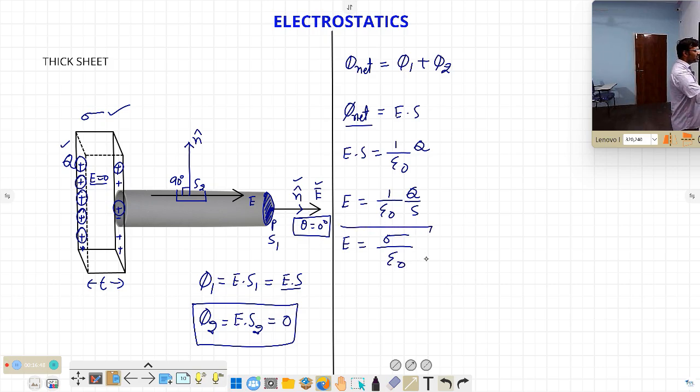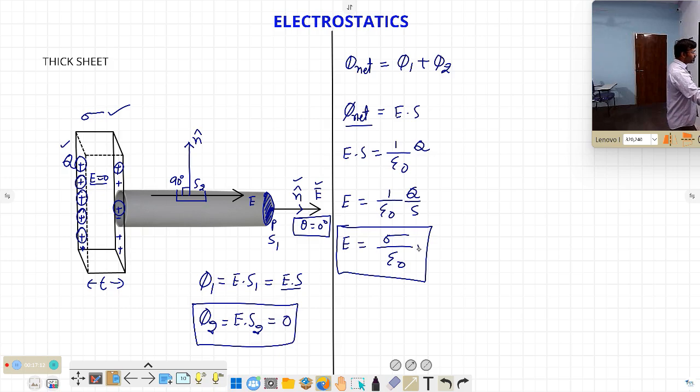So in the case of a thick sheet, the electric field intensity at any point on both sides, towards the left and towards the right, is sigma by epsilon naught. The charges which are producing the electric field towards the right cannot produce electric field towards the left because of the thickness of the sheet. That means E is equal to sigma by epsilon naught.